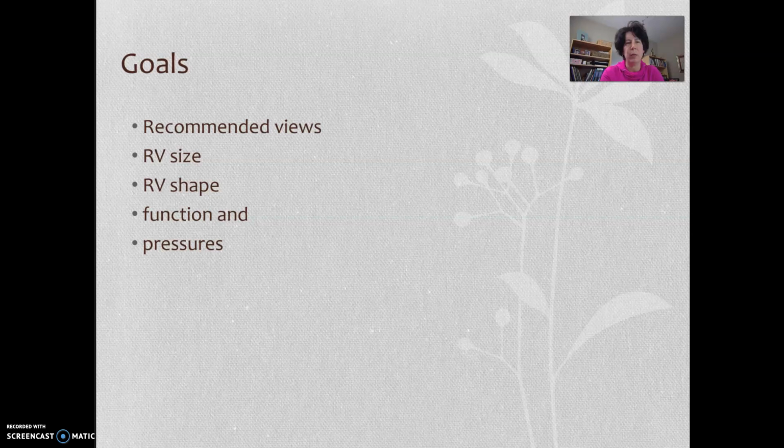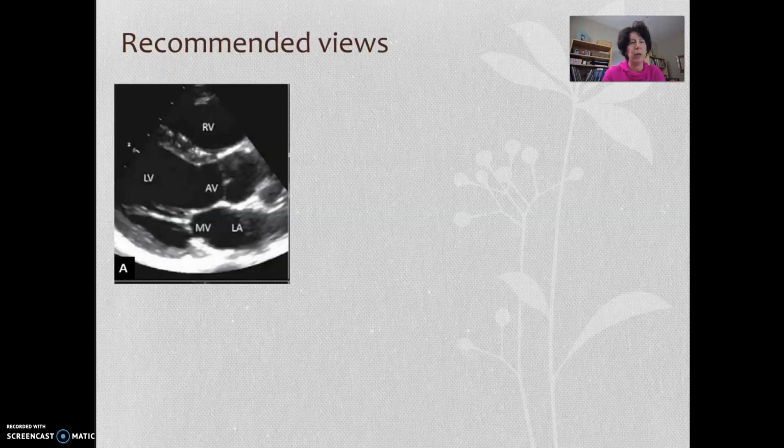So what we're going to be looking at are the goals of the presentation, as looking at what is our recommended POCUS views to look at the RV. And then how to assess RV size, RV shape and function. And for the more advanced POCUS users, we'll look a little bit at RV and IVC pressures. So what are our recommended views for RV?